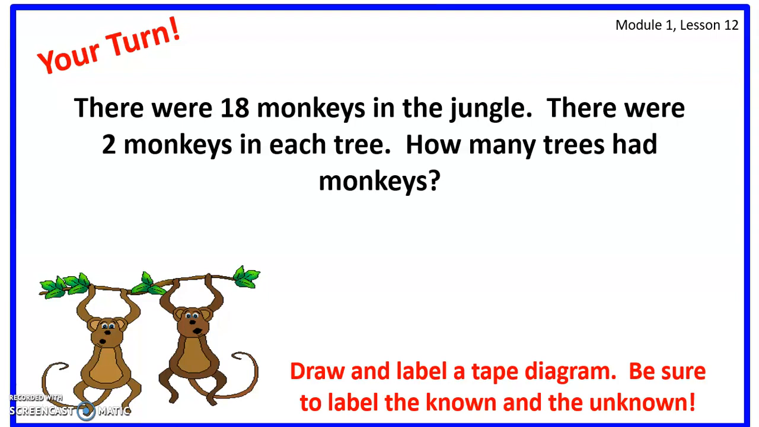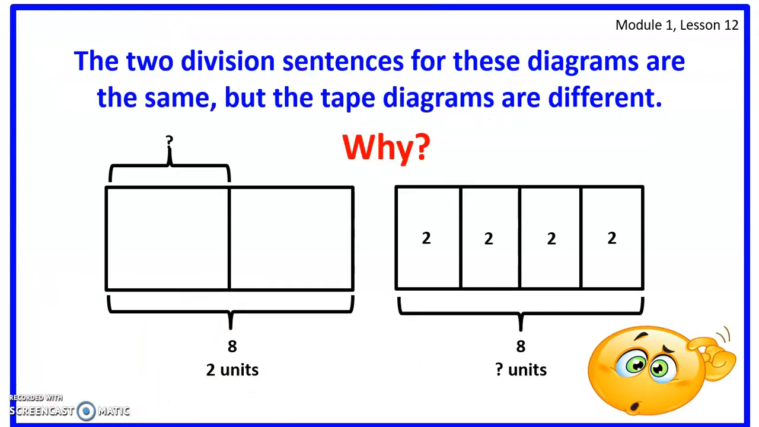Now, if there were 18 monkeys in the jungle, and there were 2 monkeys in each tree, how many trees had monkeys? 18 divided by 2 is what? 9. So 9 trees had monkeys.